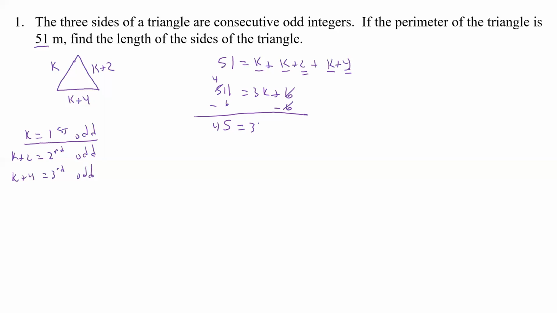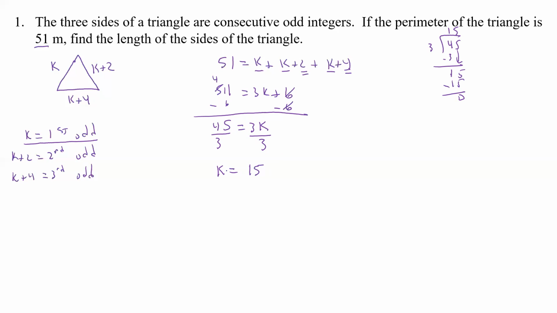That's equal to 3k. 3 times k is that, so we have to divide by 3 to get rid of it. So k is equal to 45 divided by 3. 3 goes into 4 once, subtract, that's 1. Bring down our 5. 3 times 5 is 15. Subtract, and so we get k is 15.